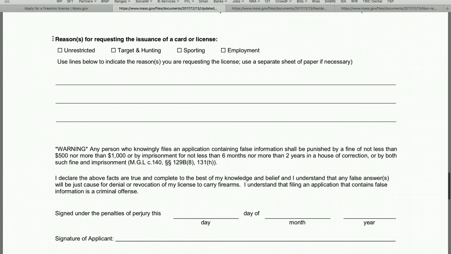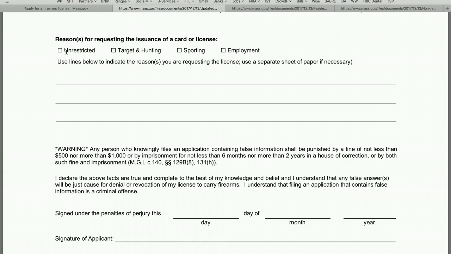Right here, this is a big thing. People will ask reasons for requesting the issuance of a card or a license. What you do not want to do is click any of these 3. Do not click employment, do not click sporting, do not click target and hunting. What you want is unrestricted, all right? You want a license to carry, Class A, unrestricted, okay?